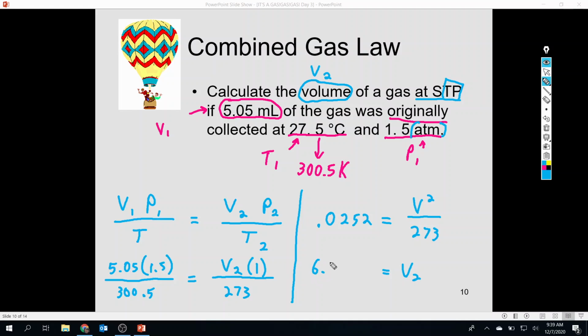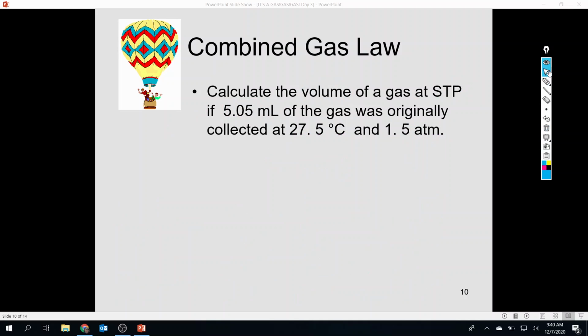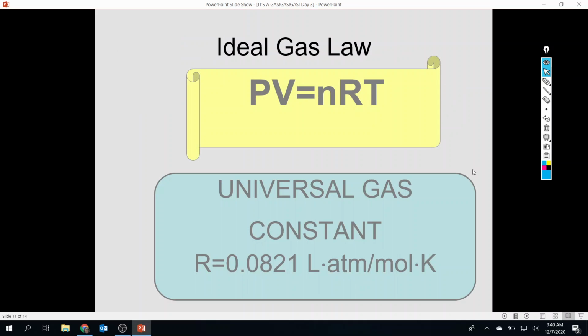of 6.88. Now the question is, what units? Remember that since my original volume was in milliliters, my final volume will be in milliliters as well. And so there's our answer, 6.88 milliliters. All right, take a moment, pause that, check it, see if you are able to get the same answer. All right, and then we will click on through and watch those things magically appear or disappear.